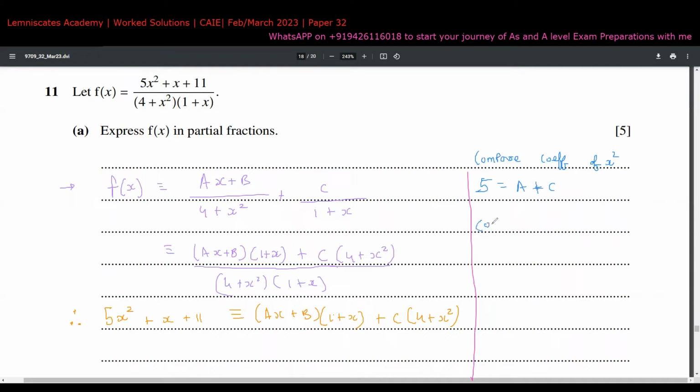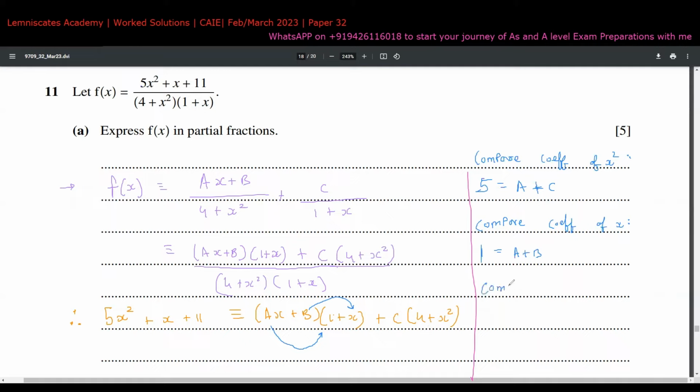Second thing that we can do is compare the coefficient of x. If I expand this, on the left it's 1 obviously. On the right, if I expand this bracket, I'll be getting an ax term plus a bx term. So from the first bracket, I know that a plus b is going to be the output. In the second bracket, I don't have any x term. So that's my second equation.